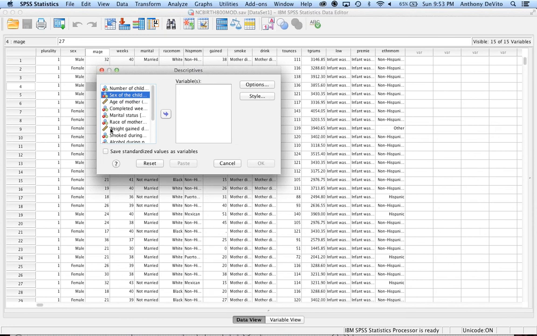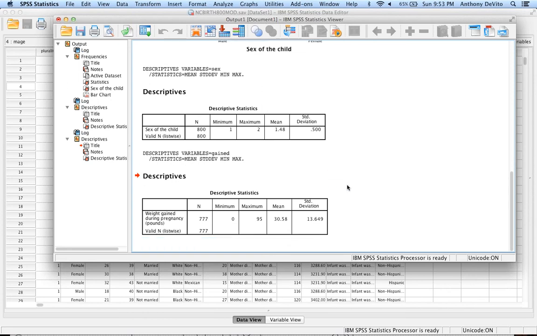Notice how you get a tip-off on the weight gained during pregnancy in pounds. You get a tip-off from SPSS. It shows it as a scale, a ruler, as opposed to these different colored balls and stuff like that. Okay, so I'm going to put the variable in there, click OK. This time it will give me a legitimate minimum, maximum.